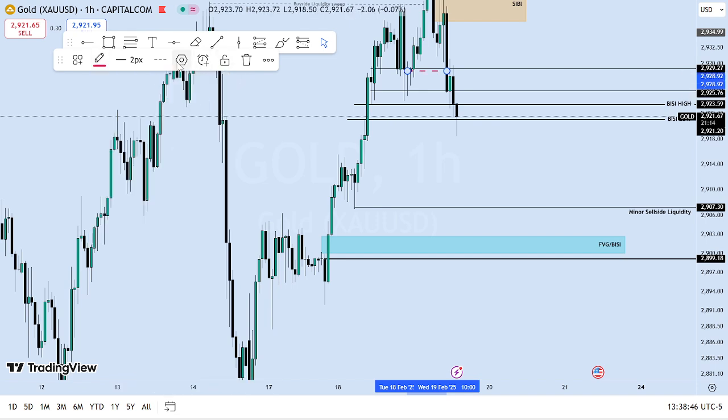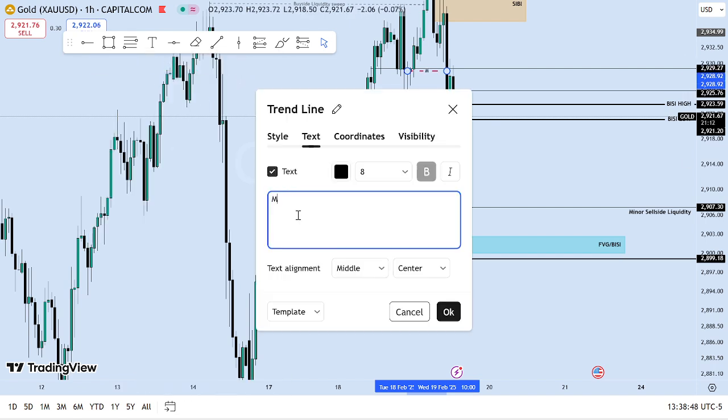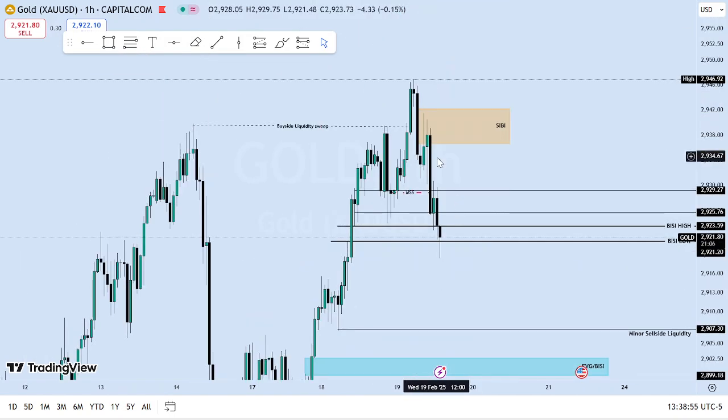Market structure shift. That's what you look out for after liquidity has been swept like this. So you wait for a break of structure. Once there's a break of structure, then this last close candle here is the breaker.